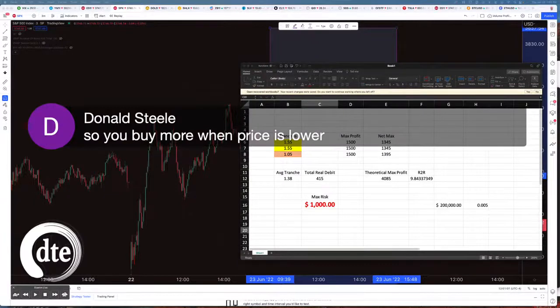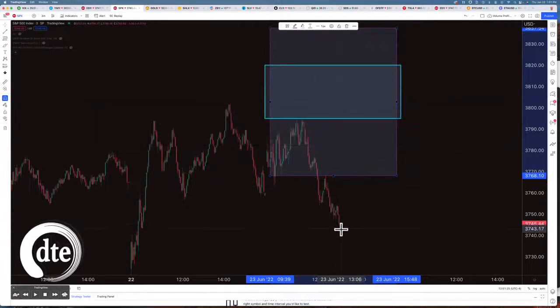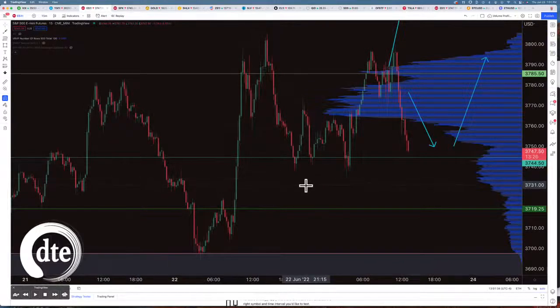So Donald says, so you buy when price is lower. Well, not just when price is lower, but when I feel like I'm still in the game for this trade, which I showed right here. I said, okay, I think I'm still within the game. It's starting to wane now. I'm starting to think, well, am I still in the game? I'm now hitting the LVN here. If I go back to this guy here, I'm just about close to that LVN.